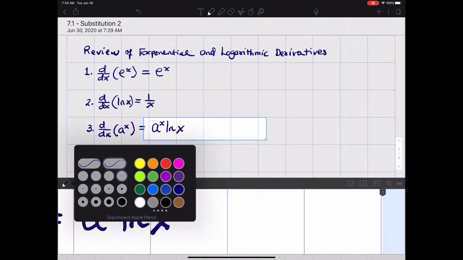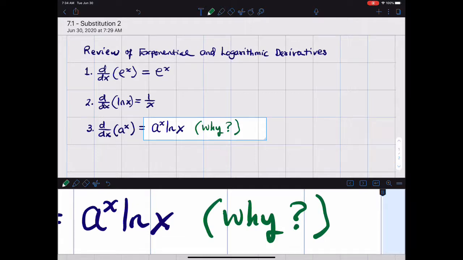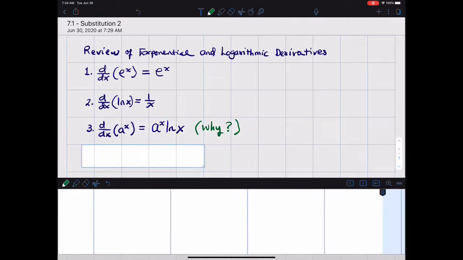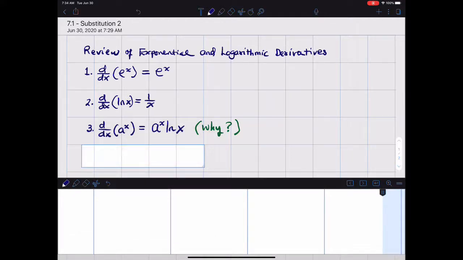All right, so I'm going to ask a question. Why is this so? I want you to go back to your Calc 1 and figure out why. Some of you might know. Maybe you tell me how to do it in class. Okay. So for this reason, we can now figure out certain integrals.